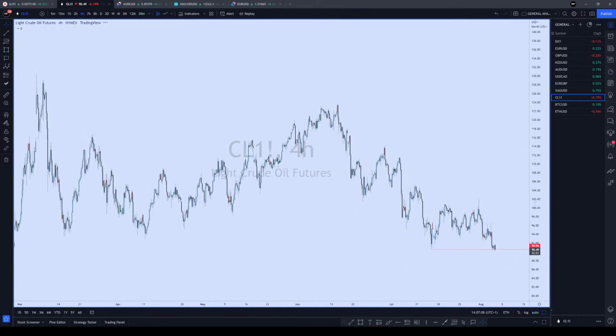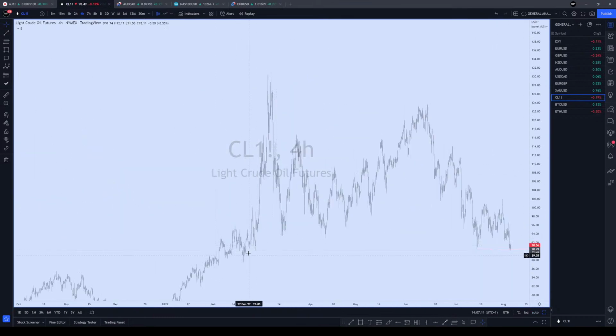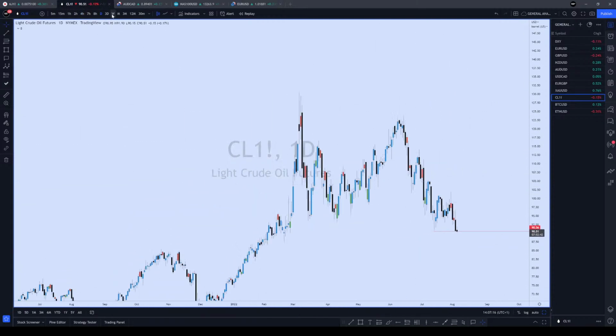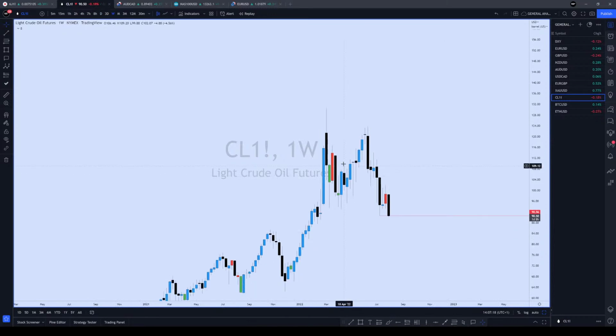It might continue going lower to attack some of these lows, because if you look at the daily, we're in a downtrend, right? And on the weekly, we've taken out this low as well. Okay, so we are looking bearish at the moment. In a way, it's good because, you know, prices of petrol and gas and, you know, heating is going to go lower.